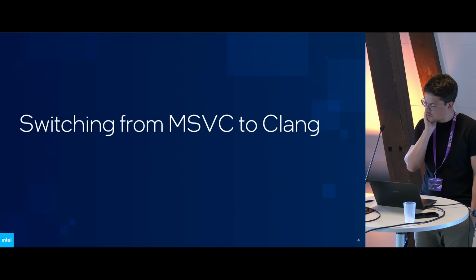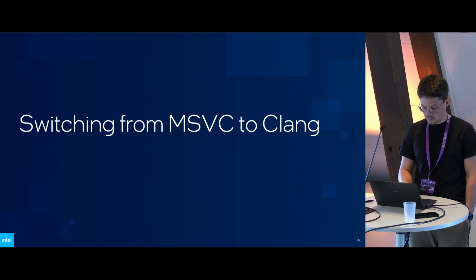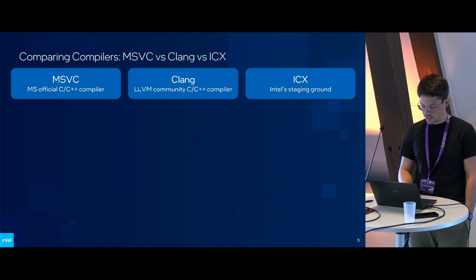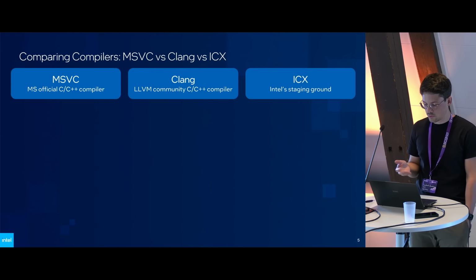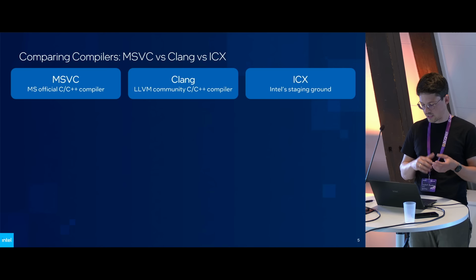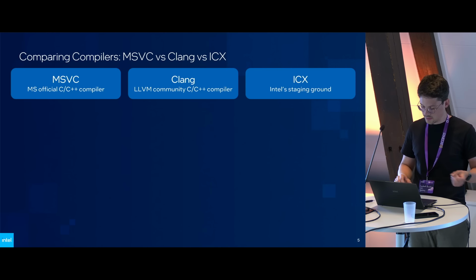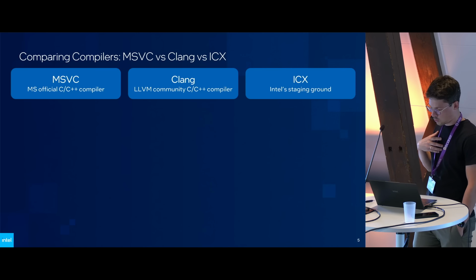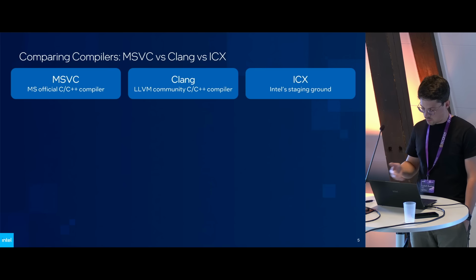So let's get started with switching from MSVC to Clang. On the first slide, I want to give you a brief overview of what compilers we are looking at in this talk. First we have MSVC, which is the standard Visual Studio C++ compiler. Then we have the Clang compiler, which is the C++ compiler of the LLVM project. And I also added Intel's ICX compiler to this comparison, which is our own LLVM-based compiler, and we add some custom optimizations to this.